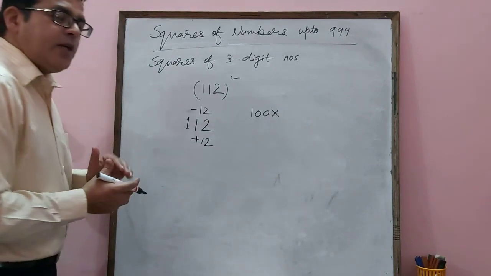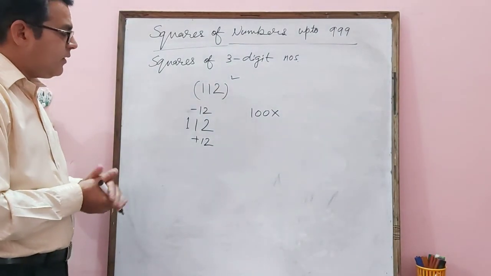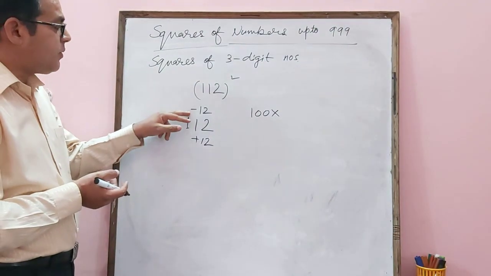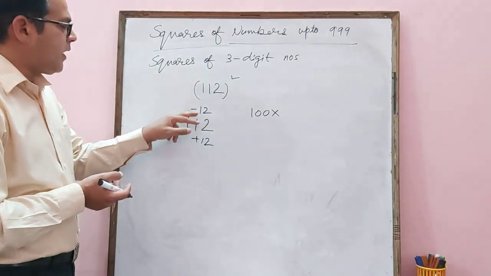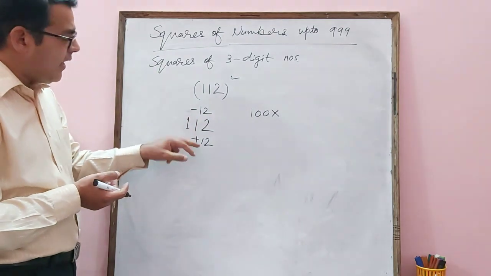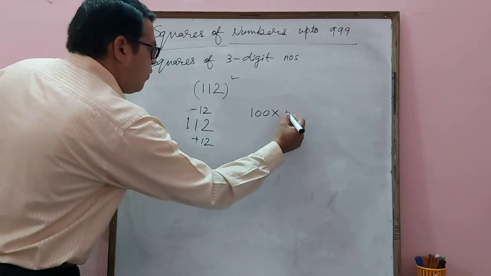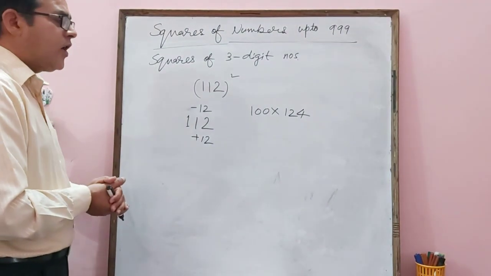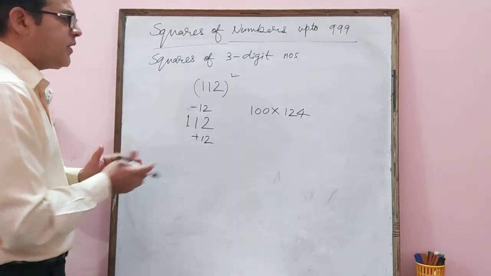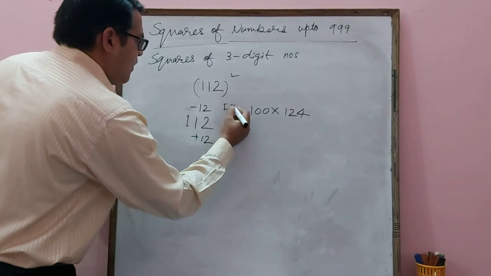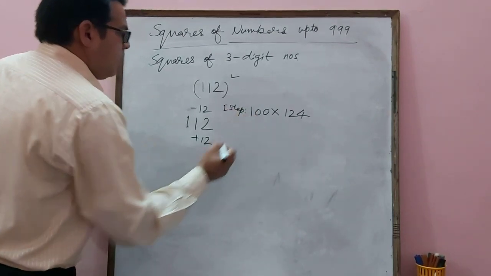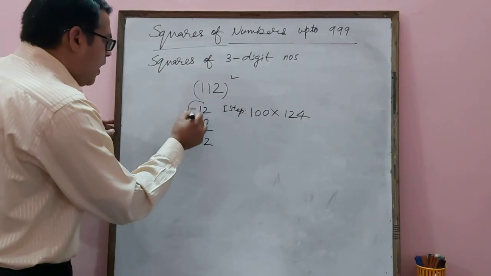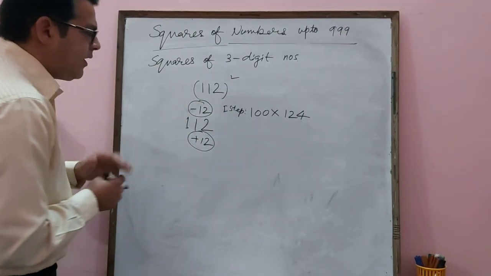The multiplication symbol you need to write on your own. Now add 12 to 112. Here we have subtracted; after subtracting 12 we have 100. Here we are adding 12. So what do we have after adding? 124. This is very, very important. This was the first step.